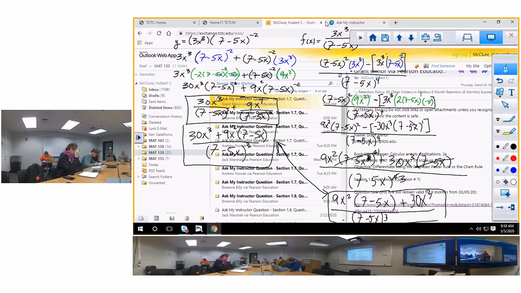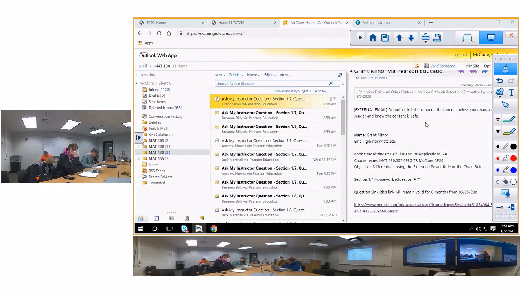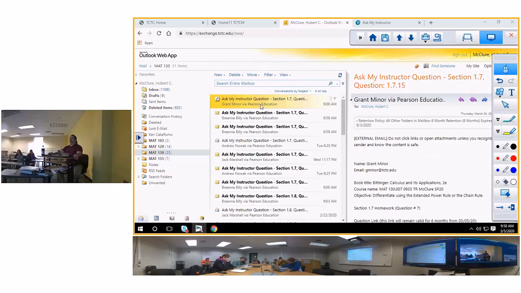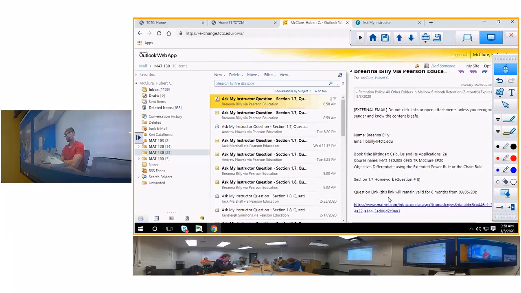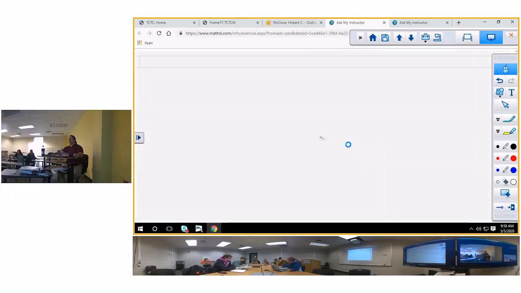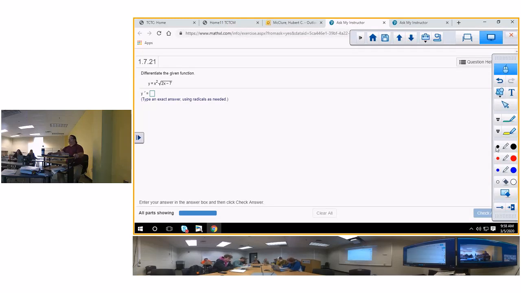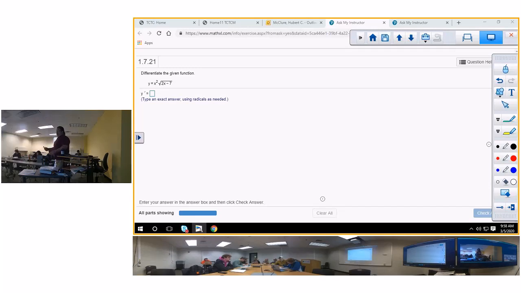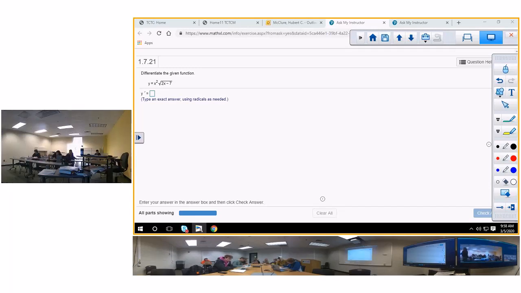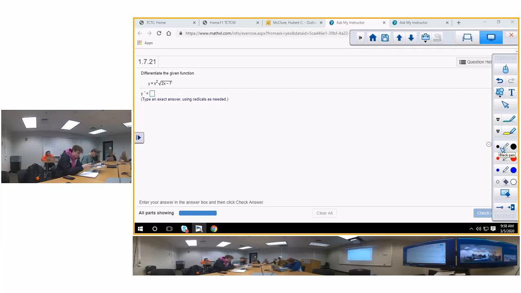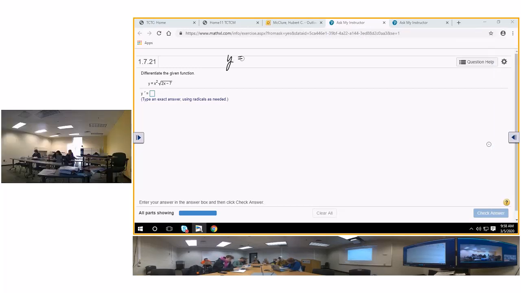That was 1.7, number 15. This is 1.7, number 21. Rewrite it and use the product rule. Why are you going to rewrite it? Because radicals and calculus don't mix. So y is equal to x squared times (2x minus 7) to the 1/2 power. All right, go to it.